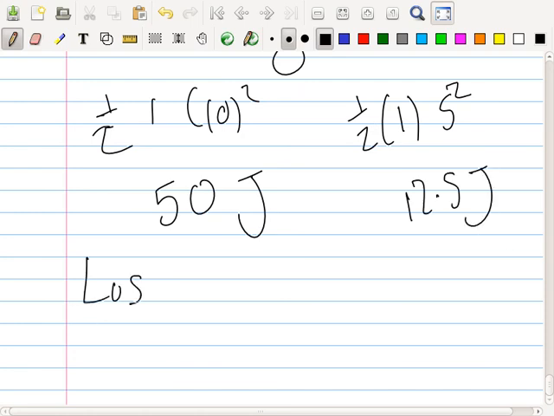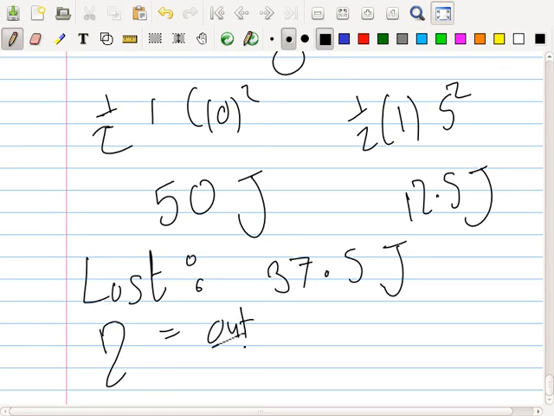So how much was lost? 50 minus 25. Yeah, 37.5 joules. Okay? 37.5. Now remember, we had a formula called efficiency. That was the energy out over the energy in. Remember this? So that is 12.5 over 50 multiplied by 100. What does that equal? 25%.